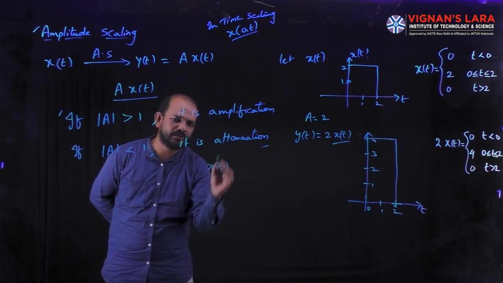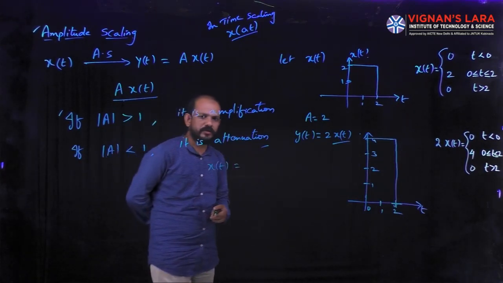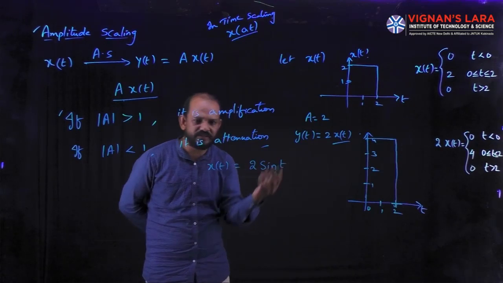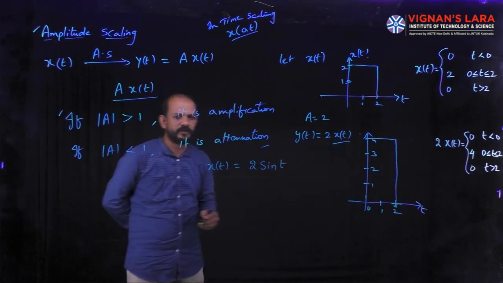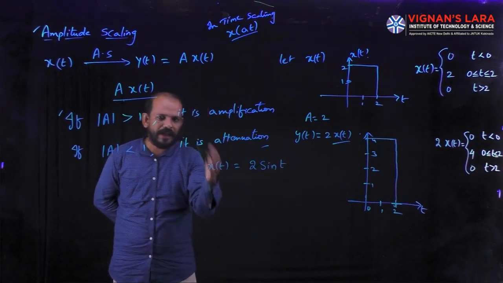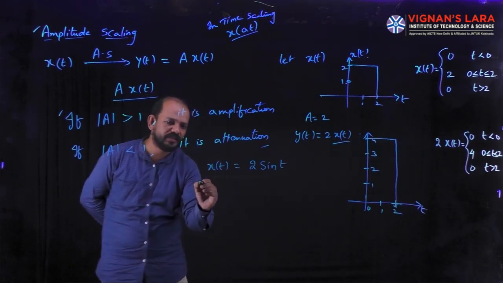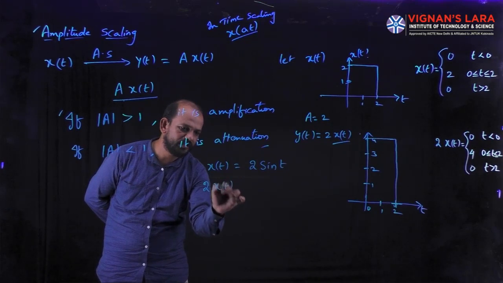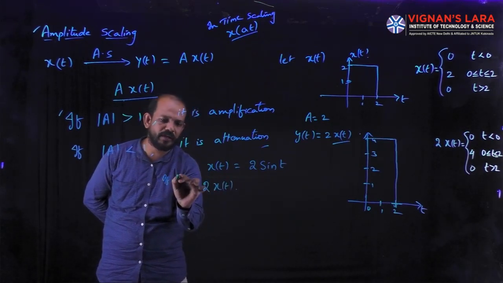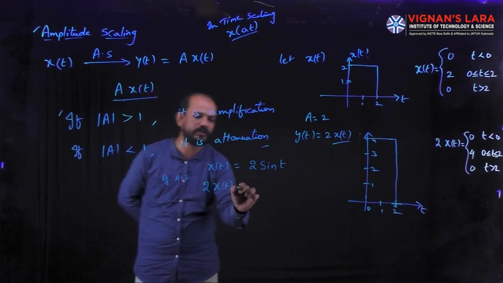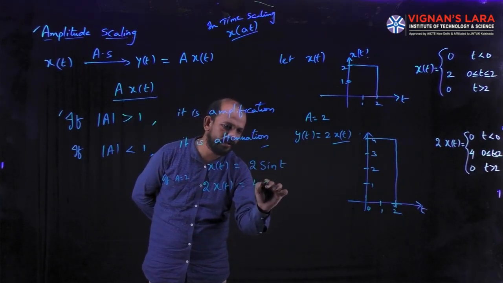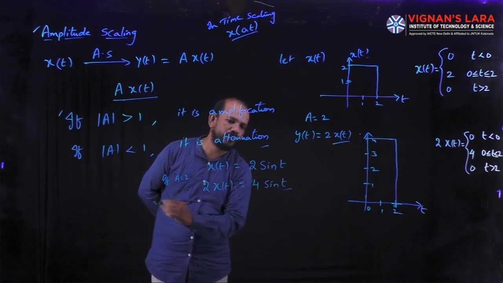Or you can take x of t equal to 2 sin t. It is a signal 2 sin t. Then the amplitude scaling of this one is A into x of t. If capital A equal to 2, 2 into x of t, what happens? 2 into 2, 4 sin t.